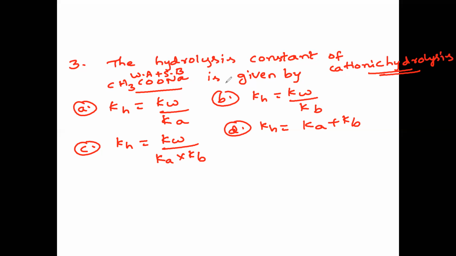Since it is undergoing this hydrolysis, the hydrolysis constant formula is Kh is equal to Kw by Ka, option A. If it is undergoing the other type of hydrolysis, it is Kh is equal to Kw by Kb. If it is undergoing both cationic and anionic hydrolysis, Kh is equal to Kw by Ka into Kb. So anyway, this is ruled out. So the answer is the first option, very, very important. I hope it is clear.